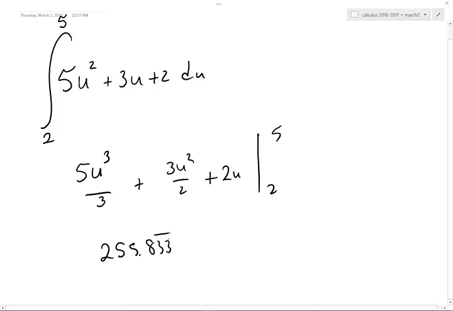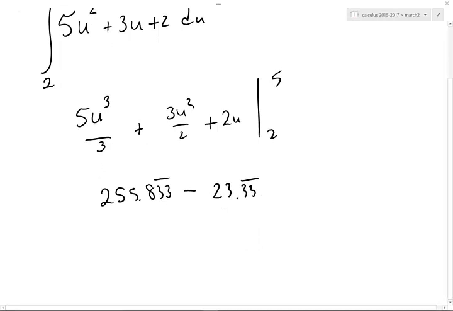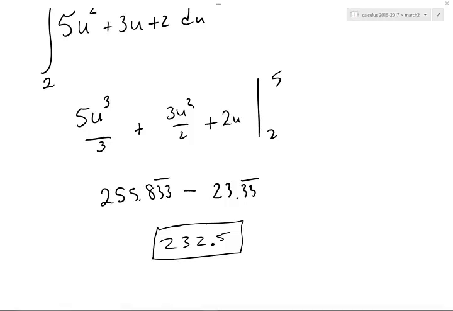0.833333, right? Minus, what? 23.3. Right? For evers and evers and evers. And when you minus them, you should get 232.5. Is this true? But I got negative. You minused them backwards. That's the only way to screw this up. You minus them backwards. That's it.